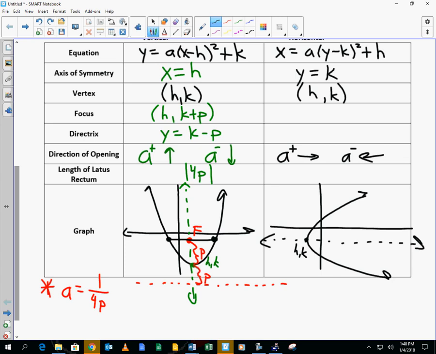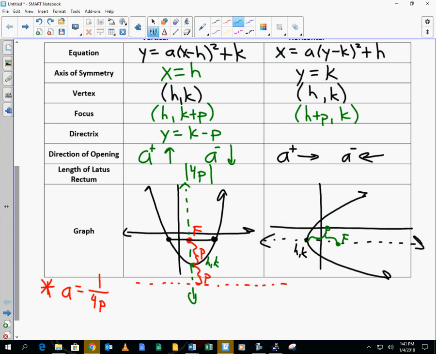All right. In order to figure out p, we still use a equals 1 over 4p. But the deal is that it's going to sit p units on the inside for the focus. So this distance right here is p. If I move p units from the vertex in that scenario, is that going to change the x value or the y value? It changes the x value. So therefore, it's going to be h plus p and then some k value.